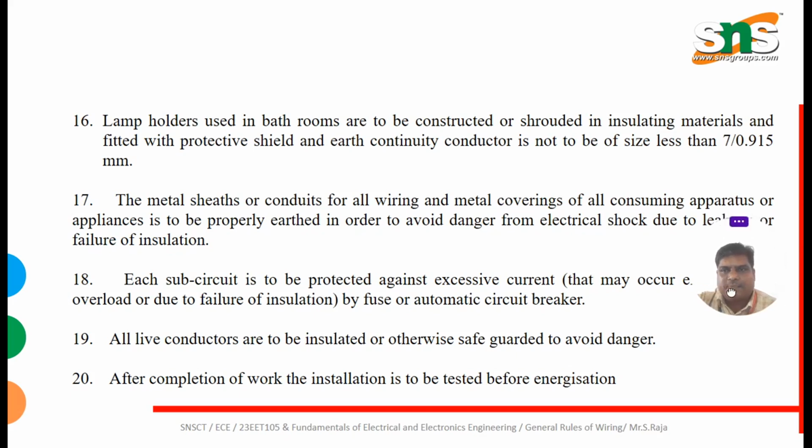Lamp holders, if used in bathrooms, are to be constructed of or shrouded in insulating material and fitted with a protective shield, and the earth continuity conductor is not to be of size less than 7 by 0.915 millimeter. The metal sheaths or conduits for all wiring, and metal coverings of all consuming apparatus or appliances, are to be properly earthed in order to avoid danger from electrical shock due to leakage or failure of insulation.